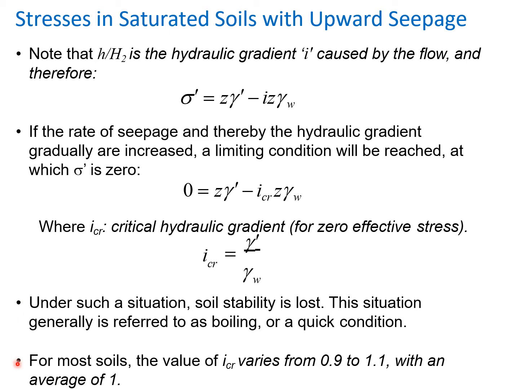For most soils, the value of critical hydraulic gradient varies from 0.9 to 1.9 with an average of 1. So you can see that when you have seepage in the upward direction, effective stresses are going to decrease.